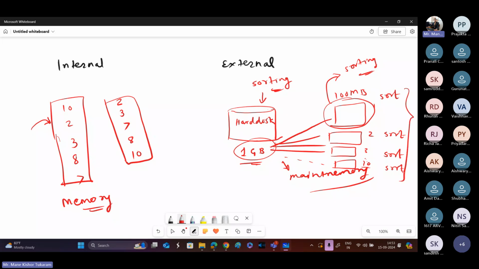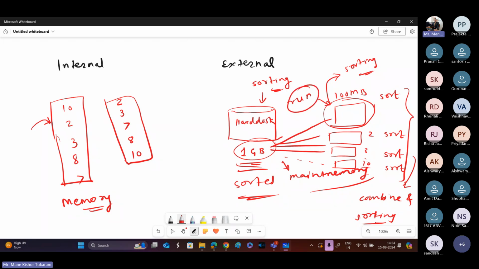And finally, we have to apply one algorithm for combining and sorting. So we apply a simple algorithm to combine all the sorted blocks, and we can again apply sorting so that the whole 1 GB of data can be sorted. So this particular block is nothing but what we call a run. Okay, so in our book, run is a keyword. So run is nothing but a block. One particular block is called a run.